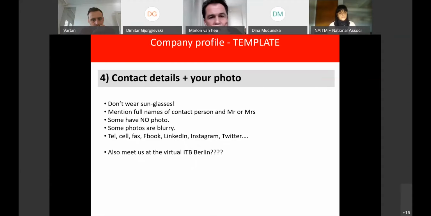Okay, contact details. I saw several pictures of you where you are wearing sunglasses. Don't do that. Don't use these pictures as part of your profile. And mention full names of contact persons. If you don't want to put a picture, it's very smart if you can put Mr. or Mrs. because sometimes we are not familiar with your names. Is it a girl? Is it a boy? We don't know. So, okay.